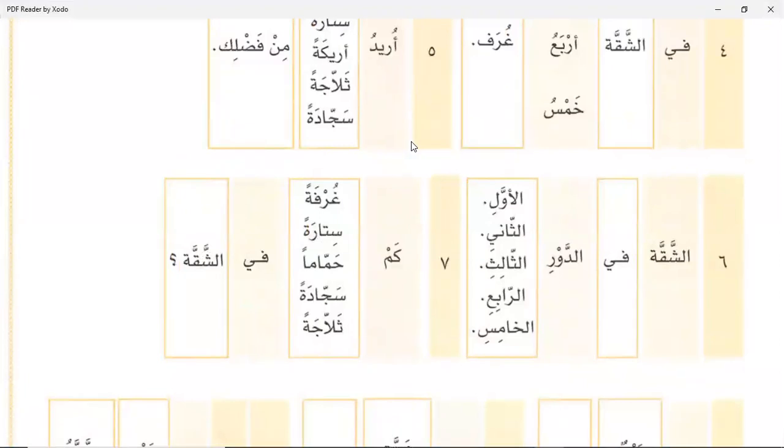الشقة في الدور الثالث. The apartment on the third floor. الشقة في الدور الرابع. The apartment on the fourth floor. الشقة في الدور الخامس. The apartment on the fifth floor. Next student, Ms. Rahma.